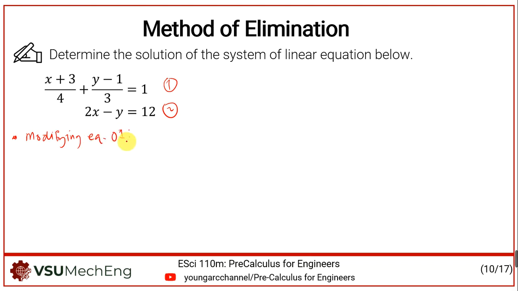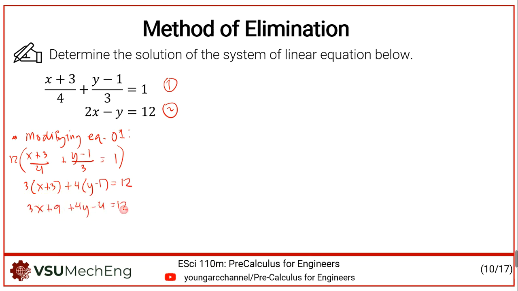Modifying equation 1: (x plus 3) over 4 plus (y minus 1) over 3 is equal to 1. To remove fractions, I am going to multiply both sides by the LCD of 4 and 3, that's 12. So 12 multiplied by the first term becomes 3 times (x plus 3). For the second term, I have 4 times (y minus 1), because 12 divided by 3 is 4. Then 12 times 1 is 12. Next is to distribute the numerical value to each term inside the parentheses. We have 3x plus 9 plus 4y minus 4 equals 12.